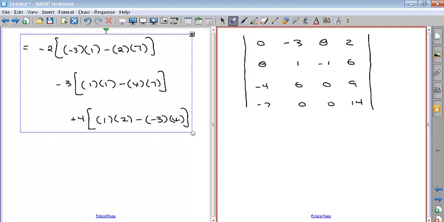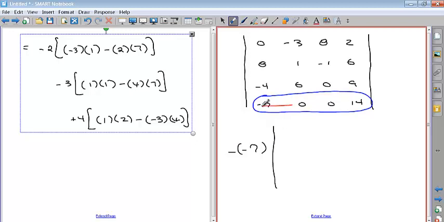So I'm going to pick the fourth row, this one here. And remember, it goes plus, minus, plus, minus. So you take -7, but it would be the negative of -7 because it's plus, minus, plus, minus. So it's going to be -7. And then you look at what you have left over. If you take this row and that column out, you end up with this 3x3 determinant, which is -3, -8, -2, -1, -1, -6, 6, 0, 9.